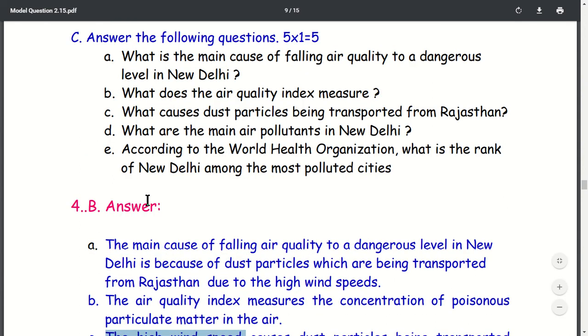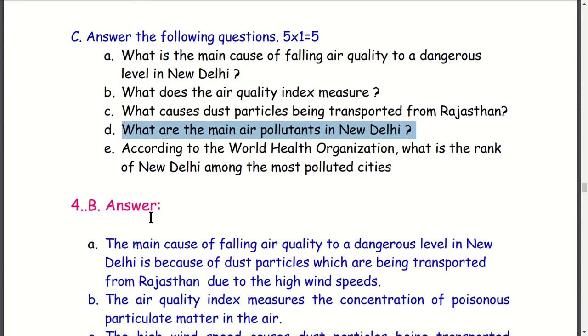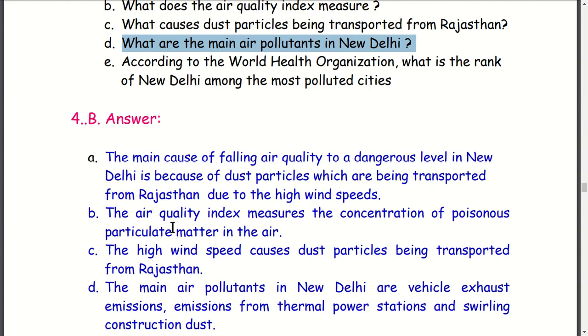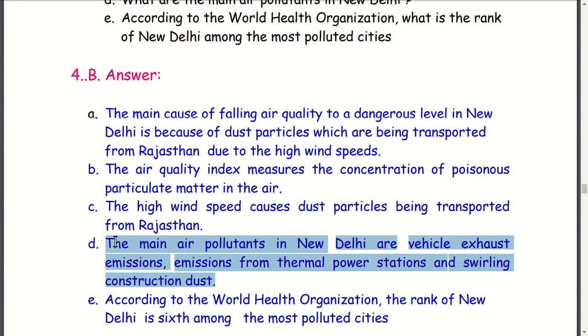Number D. What are the main air pollutants in New Delhi? The main air pollutants in New Delhi are vehicle exhaust emissions, the thermal power station and swirling construction dust. These words are in the question here. This is the answer.